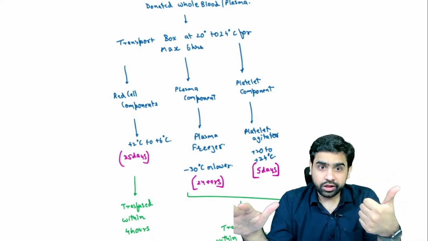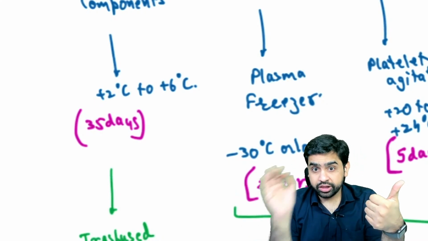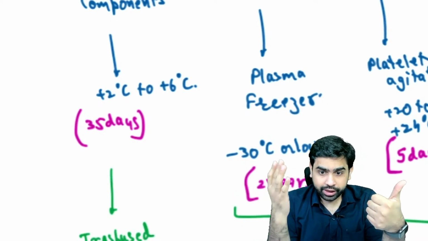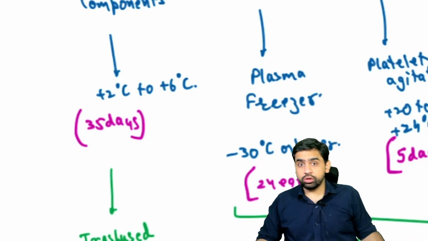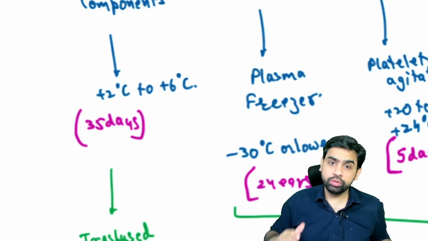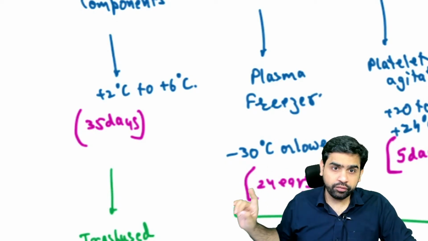Now, what about the red cell concentrate? Red cell concentrate is stored at 2 to 6 degrees Celsius. Please understand this point. If you have whole blood, or let's say red cell concentrate, it should not go below 0 degrees Celsius. Otherwise, you will have to discard it, as it becomes non-usable. I hope you've understood this point, guys.